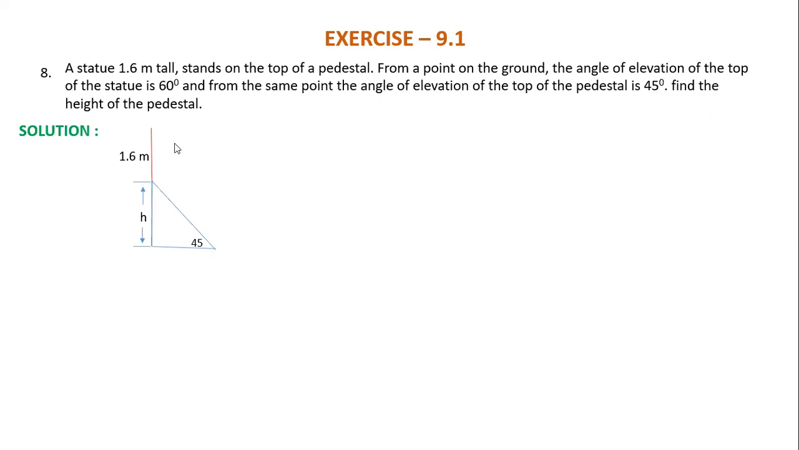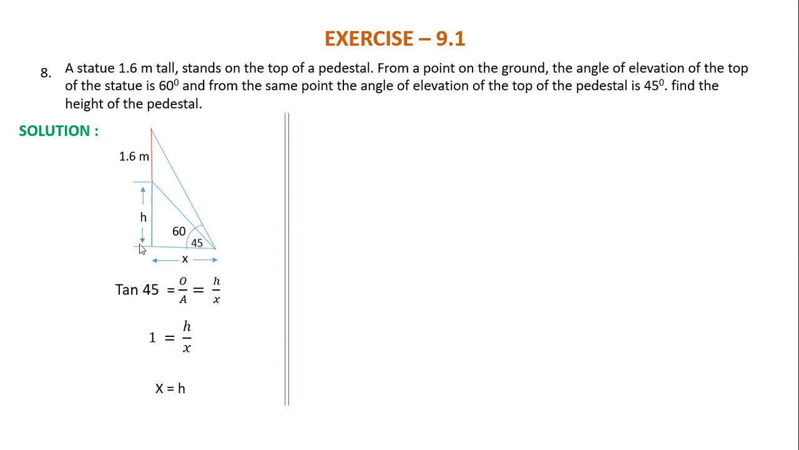From the same point, he looks at the top of the statue. So here, that is top of the statue. This angle is 60 degrees. Let us take this bottom as x. Now, first let us take the bottom 45 smaller triangle. Tan 45 is equal to opposite upon adjacent, that is h upon x. Tan 45 is 1. 1 is equal to h upon x. x is equal to h. That means this length and this length are both equal.